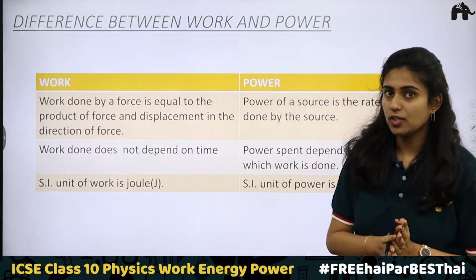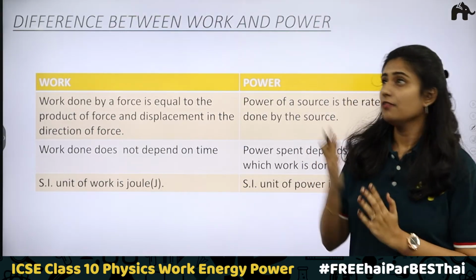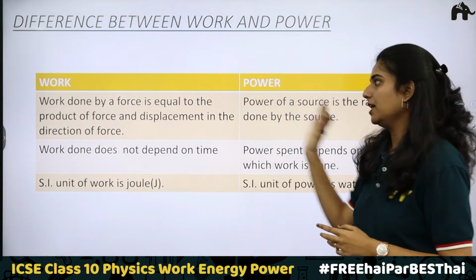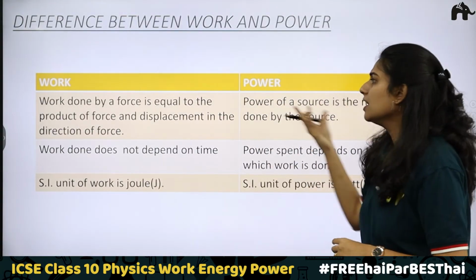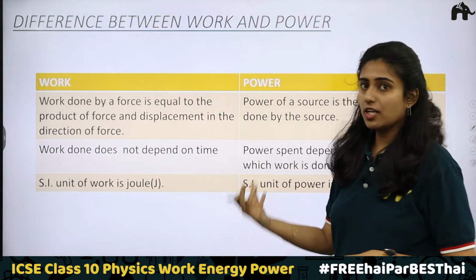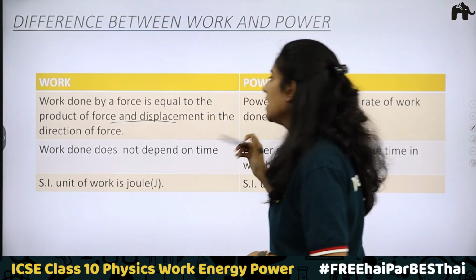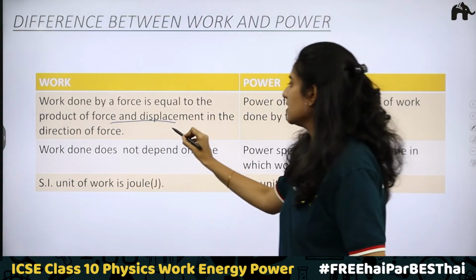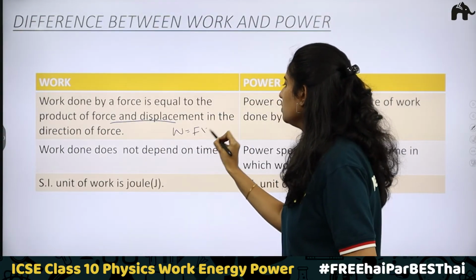We have studied about work and also we have studied about power. We know power depends on work. What are the main differences? The first difference is just the simple definition of each. Work done by a force is equal to the product of force and displacement in the direction of force. We have work is equal to force into displacement.